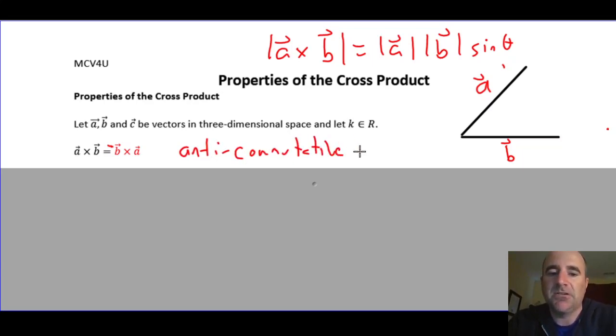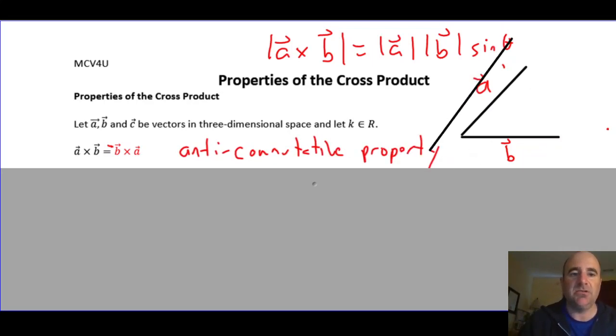Sorry, my writing's a little messy. It's the same as subtraction, actually. Subtraction has the anti-commutative property as well, because when you subtract 7 minus 4, you get 3, but 4 minus 7 is negative 3, so it's very similar to that.